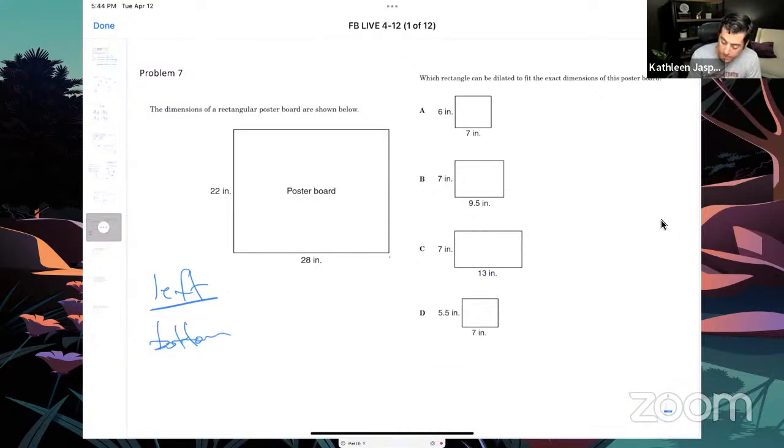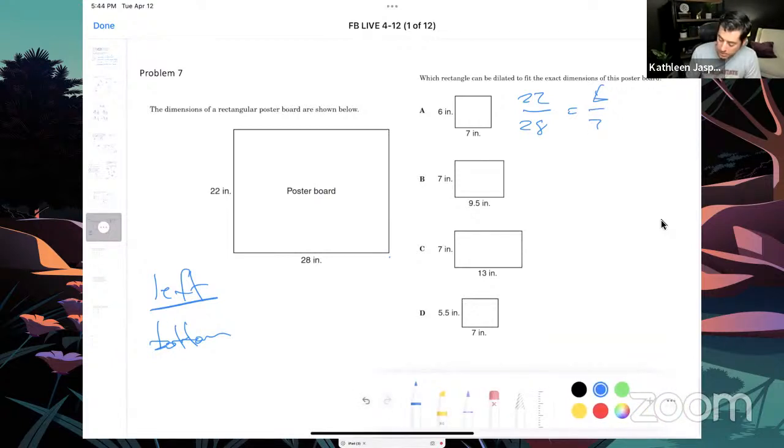And so how does that work, right? So let's start with A. And we always are going off this big poster board. So it's always going to be 22 over 28 is equal to 6 over 7. And that's all you're doing. You're saying, are these proportional?